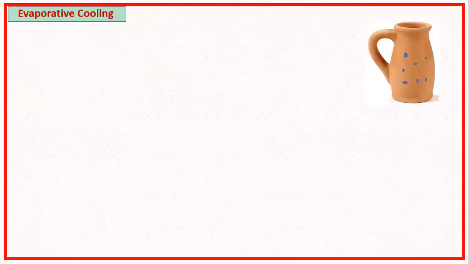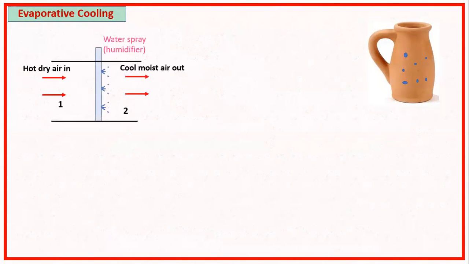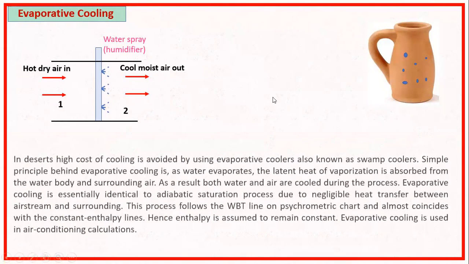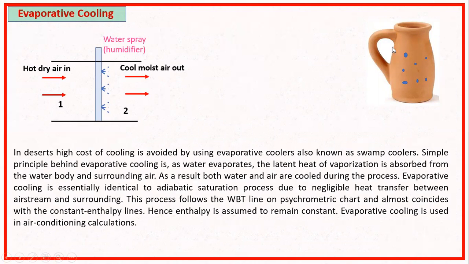Now the next case is evaporative cooling. What do you mean by evaporative cooling? That means here, instead of passing over the heater coil, you are just humidifying the air. Hot air is humidified and then it is made to cool. A simple example is the mud pot which we use during the summer season.